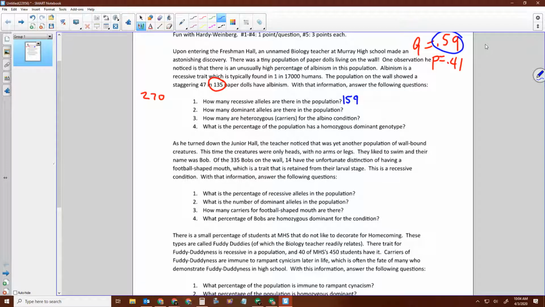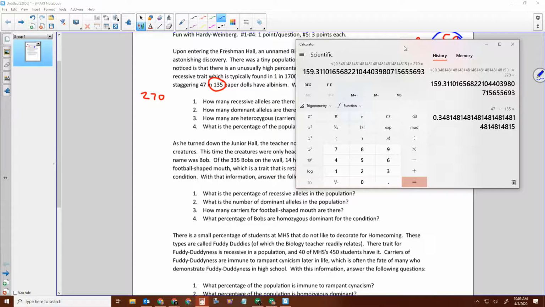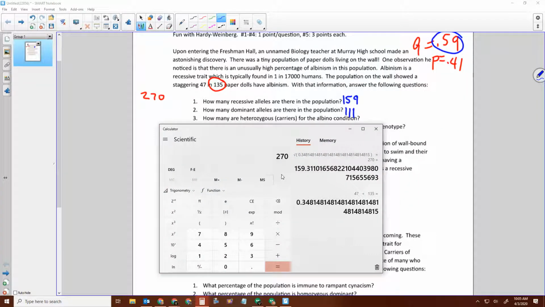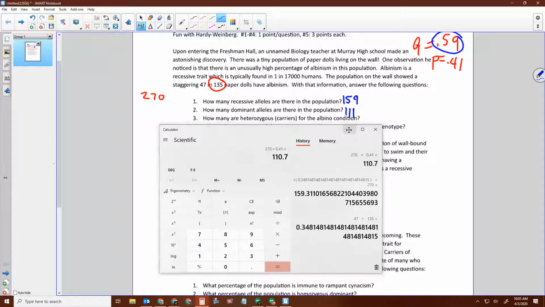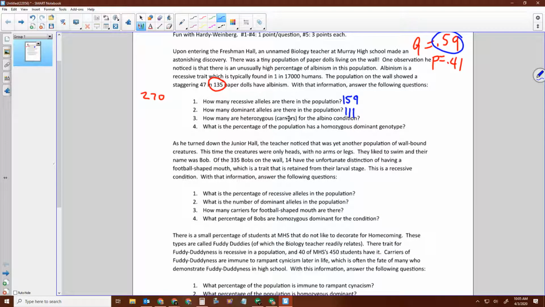How many dominant alleles are there in the population? Well, we know that there are 270 total alleles, 159 of which are recessive. And so whatever is left is going to be the dominant alleles. And so that would be 270 minus 159. And so that is 111. If you'd like, we can check our math. We can take that 270 and multiply it times 0.41, and make sure that that's the case. And there you go. How many heterozygous carriers, or how many are heterozygous?